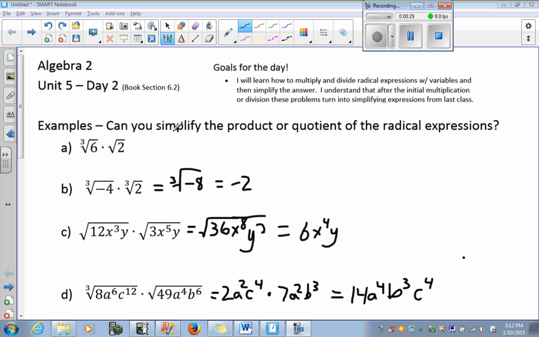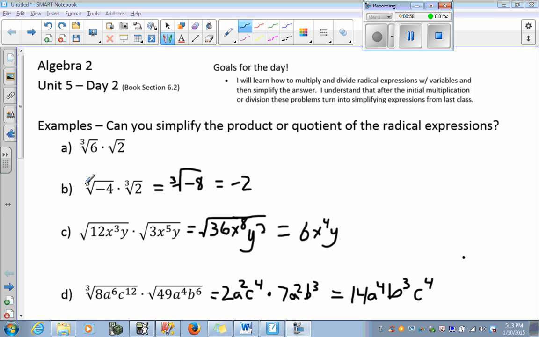Okay, examples. Can you simplify the product or quotient of the radical expressions? Here in A, we have the cubed root of 6 times the square root of 2. This index is a cube root. This index is a square root. Because these indexes are different, you cannot multiply them. So it's already simplified. So it basically stays the cube root of 6 times the square root of 2. Okay? Let's move down to B.